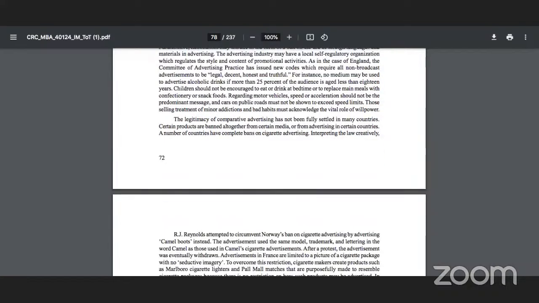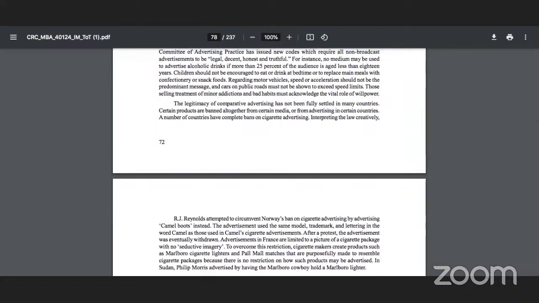The legitimacy of comparative advertising has not been fully settled in many countries. So there are certain products where you say directly that my product is better than X in so and so parameters, and we may have seen it in newspapers, on TV, where they do a kind of tabular form and they show some ticks and say we have far more features to offer than some X product. So this is something which is still highly debatable and is not accepted in many countries.